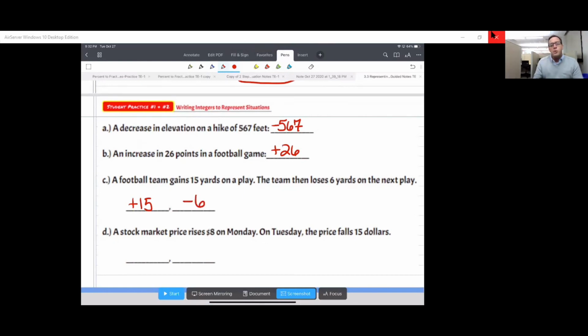The stock market rises $8 on Monday and then falls $15. So rises obviously represents a positive. So I'm going to put plus 8. And if it's falling, that's negative. So minus 15.